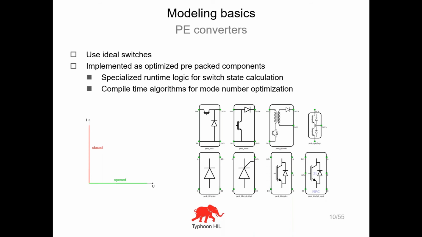So why do we use pre-packed blocks? It's for 2 reasons. Because this way we can really optimize them for real-time execution. This means that we are able to utilize specialized runtime logic that can quickly and accurately calculate the correct switch states, which is rather straightforward for IGBTs, but less so for diodes. And on the other hand, we can reduce the total number of available modes by removing the redundant ones, but also the ones that are not of interest for a given topology.